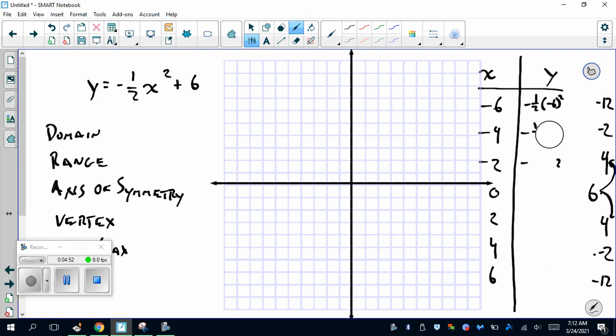Now, before I mentioned, this one has no b term. What happens in those cases is that 0 is always going to be the input that gives you your 6 as output. So let me just move these over here.